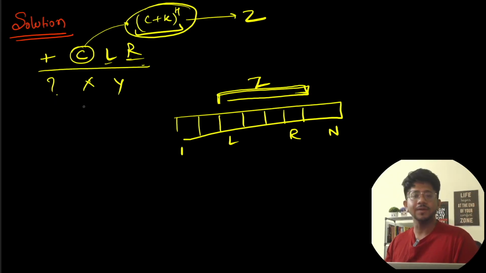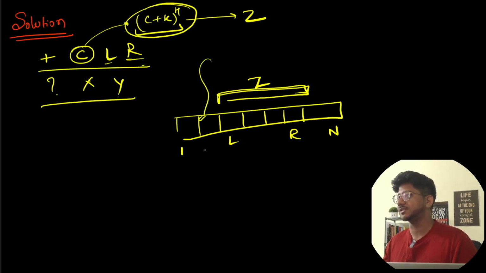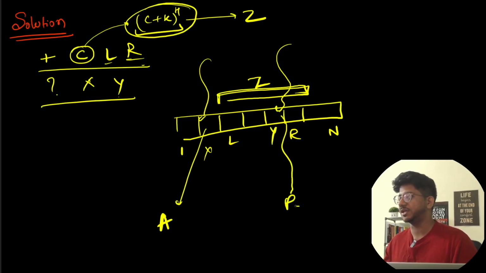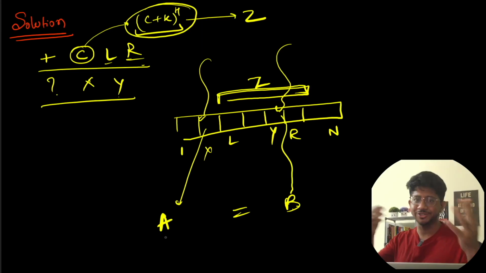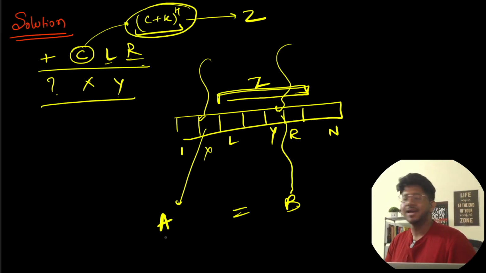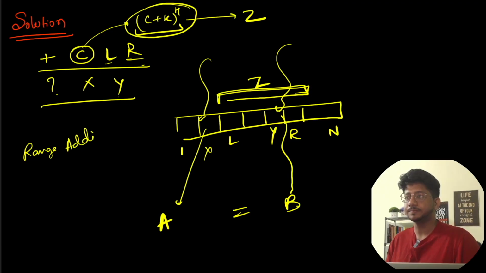Then you have a query of x comma y. You find out that x's collection value is some number a, and for another jar y, its collection number is b. You can simply check if these numbers a and b are the same or not. If they are the same, most probably their collections are also the same. So it's range addition with point query, which is fairly simple to do with a segment tree.